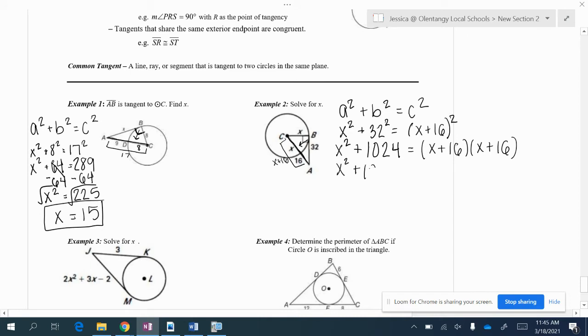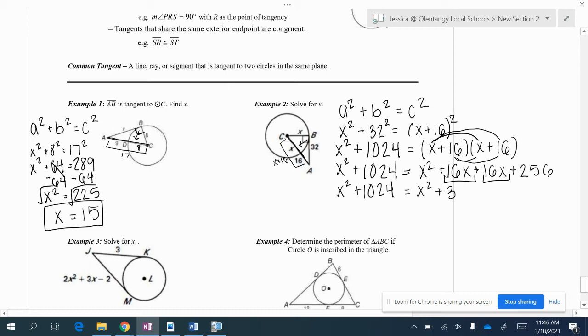So x squared plus 1024 is equal to, take it one step at a time, so x squared plus 16x. And then do the same thing with that 16. So plus 16x. And 16 times 16 is 256, so plus 256. Combine like terms, so x squared plus 1024 is equal to x squared plus 32x. 16 plus 16 is 32, plus 256.